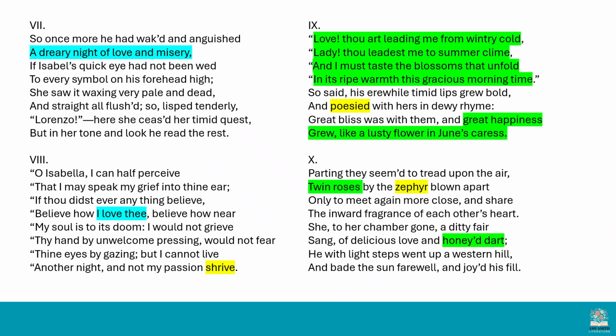Stanza 9, we have more loving language here. Love, thou art leading me from wintry cold. Lady, thou leadest me to summer clime, and I must taste the blossoms that unfold in its ripe warmth this gracious morning time. So said, his erewhile timid lips grew bold, and poesied with hers in dewy rhyme. Great bliss was with them, and great happiness grew, like a lusty flower in June's caress. Okay, so in green, I've highlighted words that are to do with love, but also that are to do with moving from winter into summer, and that are to do with flowers developing and blossoming and becoming ripe.